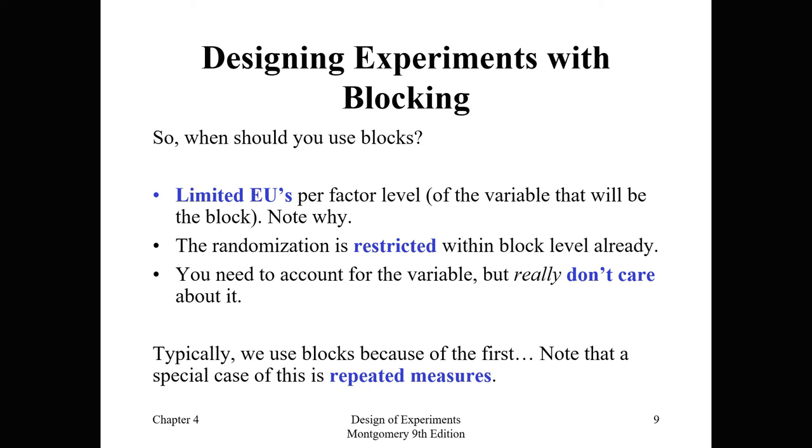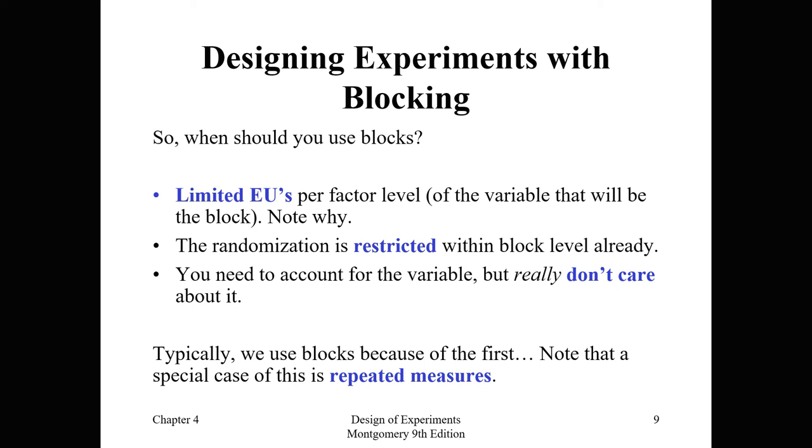So typically we're going to be using blocks because of the first one. And again, we can only get 4 coupons from each ingot. Our study requires 16 coupons, so we're going to be using 4 ingots. So we could either account for ingot as a blocking factor or not account for it at all and have that variability be added to the error variability. So that's going to typically be why we use a blocking factor when we're selecting one.